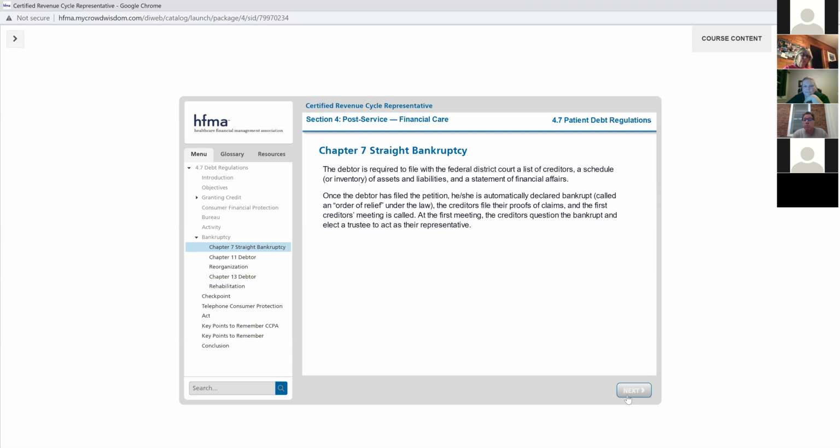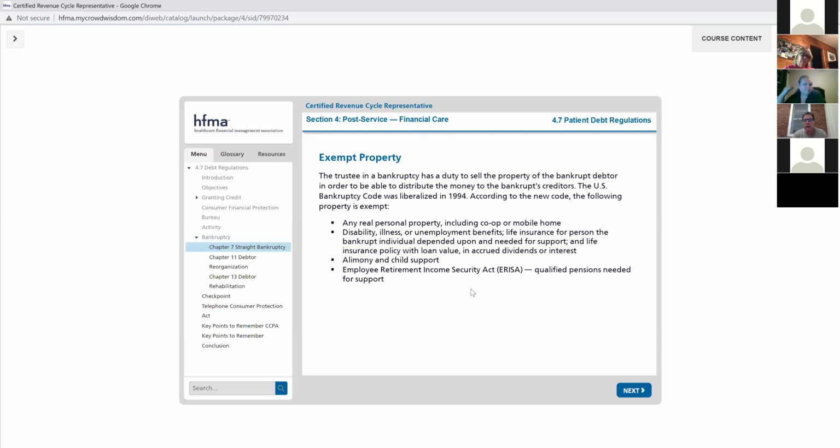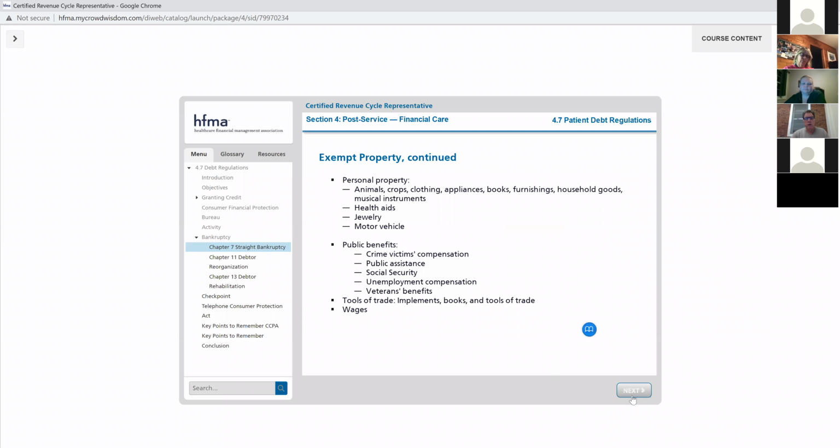The following property is exempt. So a trustee will not sell off any real property, mobile home, co-ops during a bankruptcy. Any disability benefits, life insurance, things of that nature, they're not going to garnish, they're not going to use that to pay any creditors. Alimony or child support, any retirement benefits, those are not going to be taken into account when they try to satisfy any outstanding debt. Other personal property, animals, clothing, musical instruments. I mean, there's a litany of things. They're not going to kick you to the curb and just satisfy the creditors. Other public benefits, crime victims, public assistance, Social Security, wages, tools of the trade, basic necessities of life, they're not going to take.